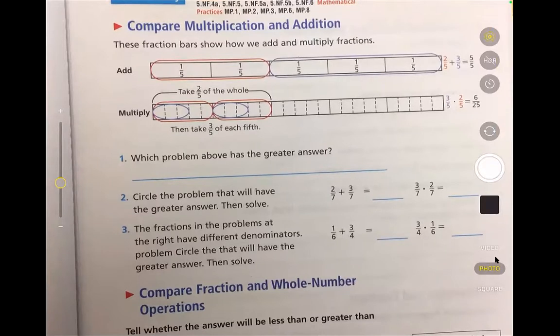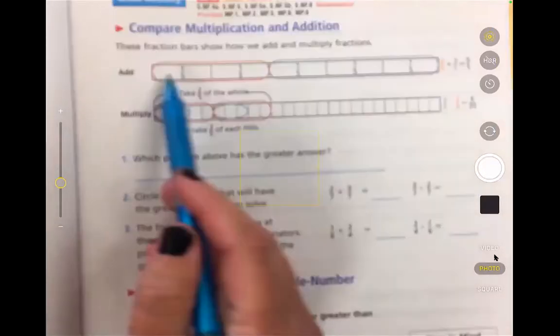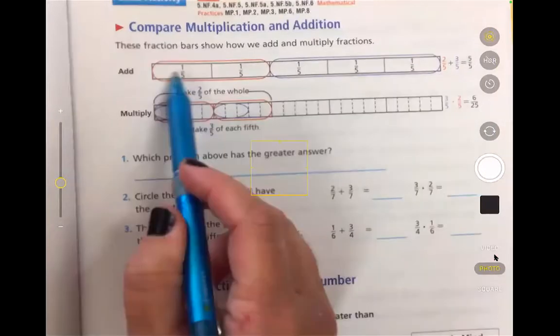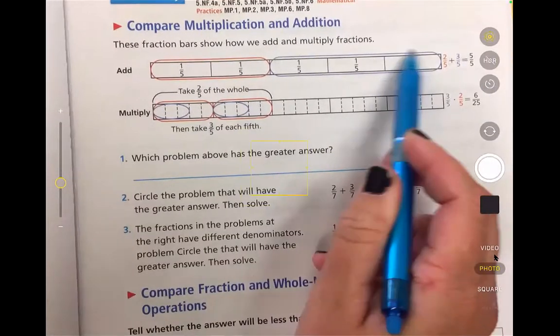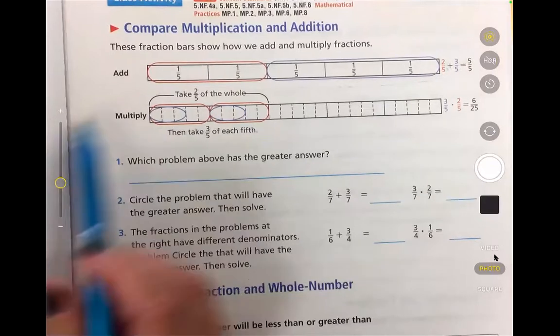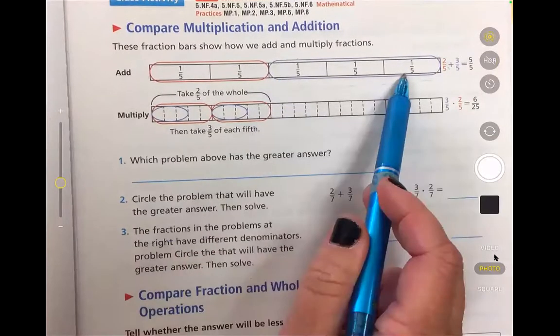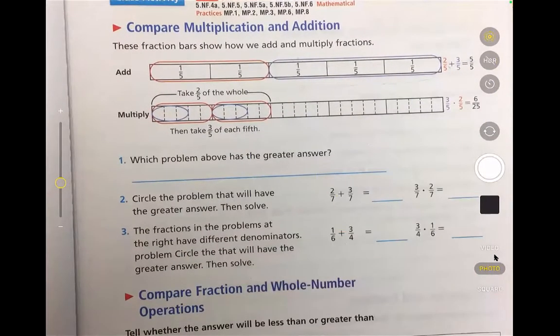When we add fractions, we just circle the two numbers. So I have 2/5, so I circled 2/5. I have 3/5, so I circled 3/5. And whatever the total number of fifths is that I circled, that's my answer.